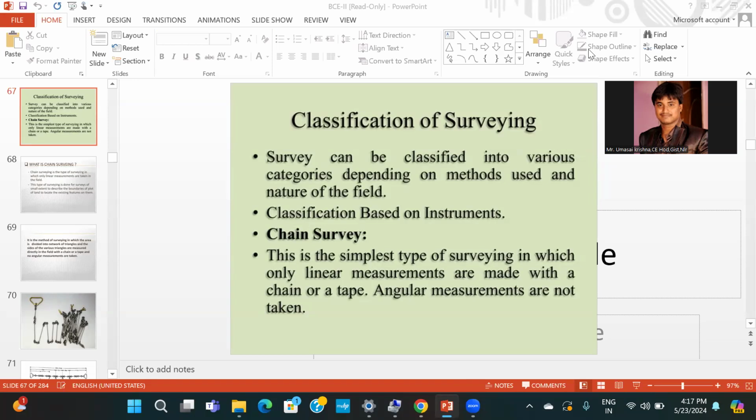Good evening all. So we will see the next topic, that is classification of surveying. Surveys can be classified in various categories based on instruments. First one is chain survey. This is the simplest type of surveying in which we can take only linear measurements but not the angular measurements.